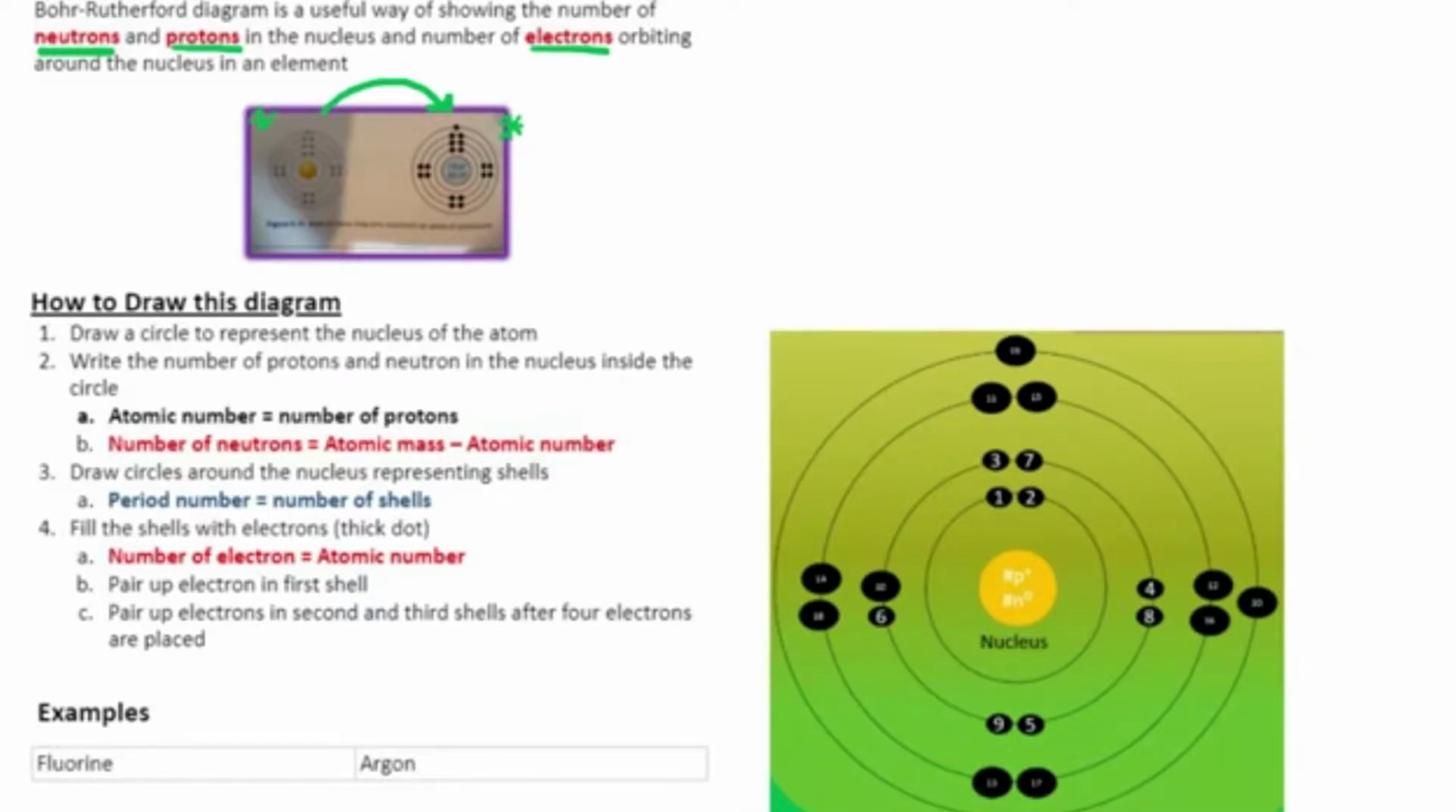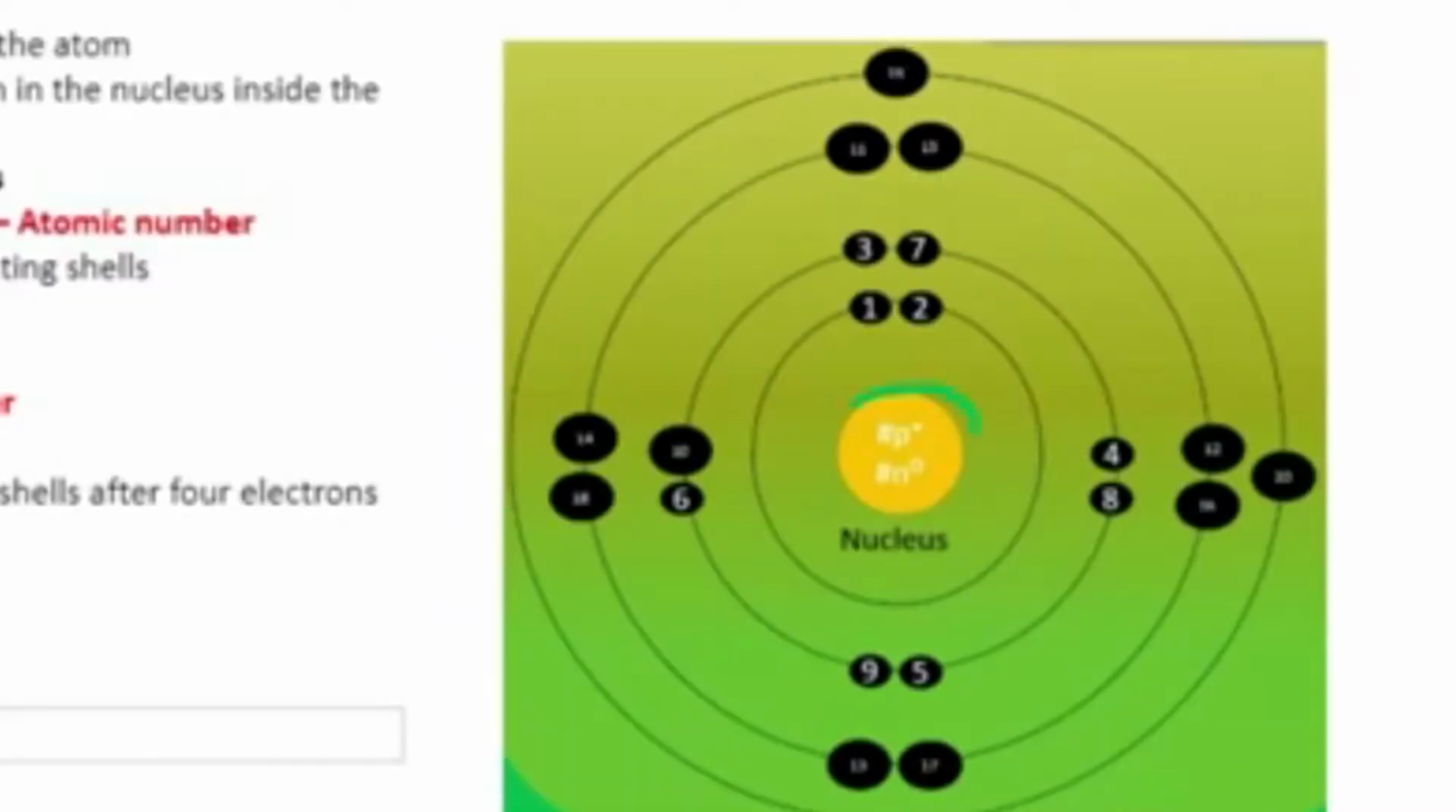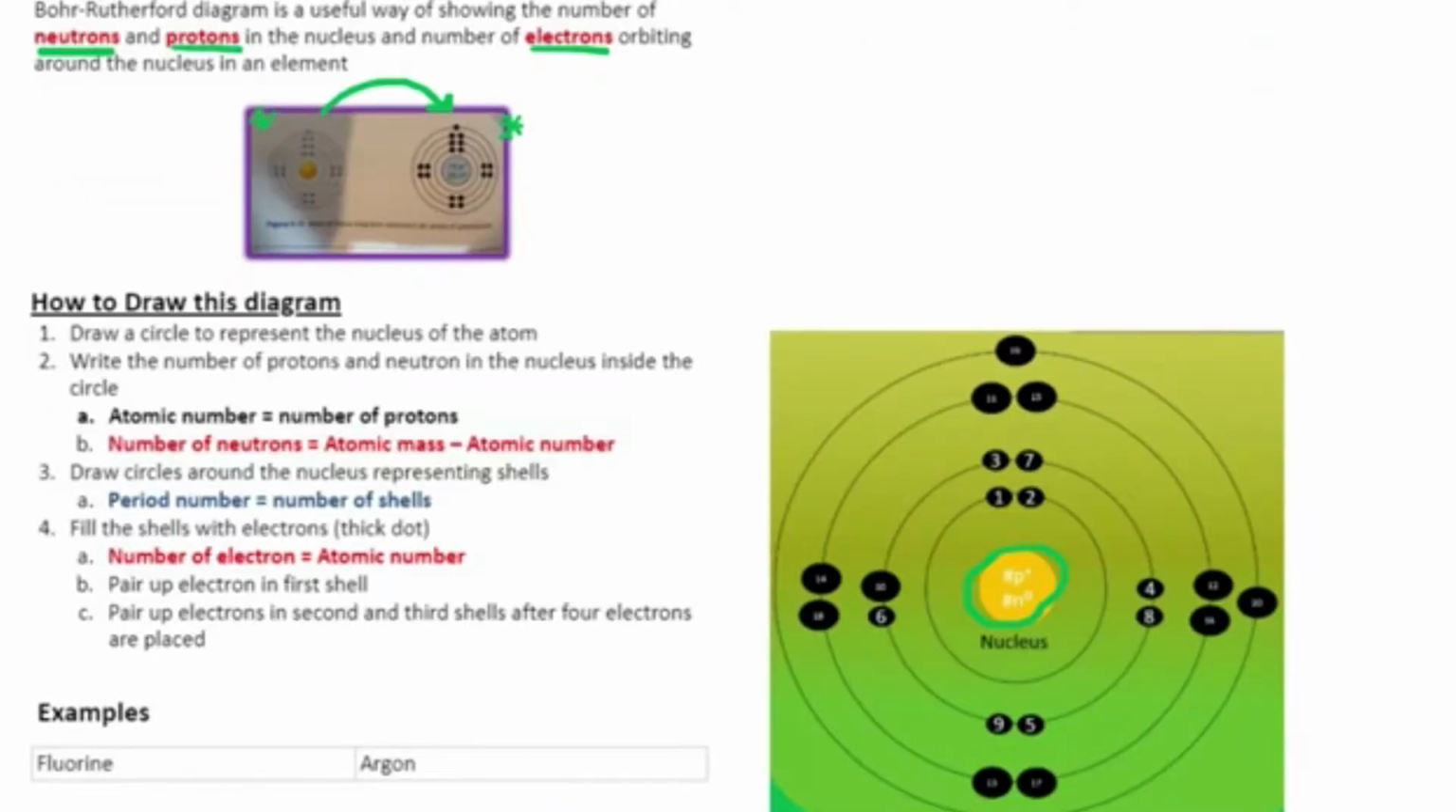Now, the first step is to draw a circle to represent the nucleus of an atom, which is indicated as this right here. Once we draw our circle, it will contain the number of protons, which is equal to the atomic number, and the number of neutrons, which is the subtraction of the atomic number from the atomic mass.